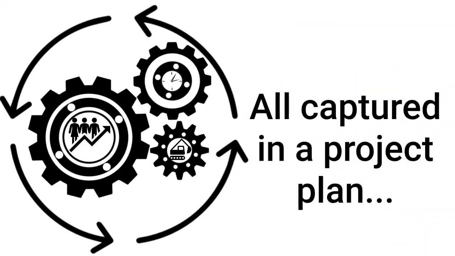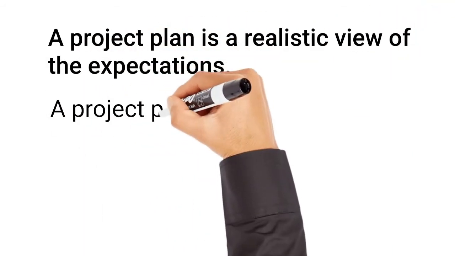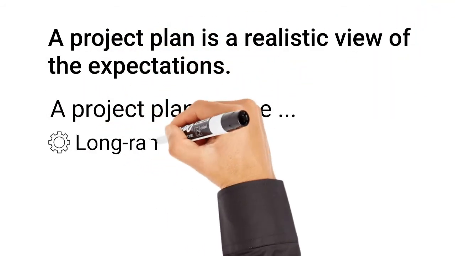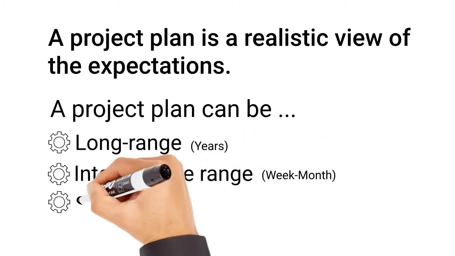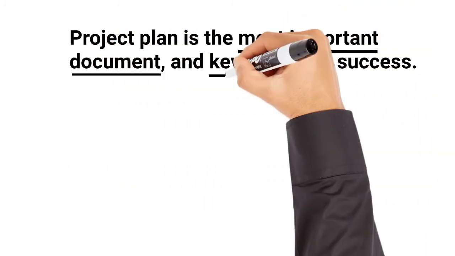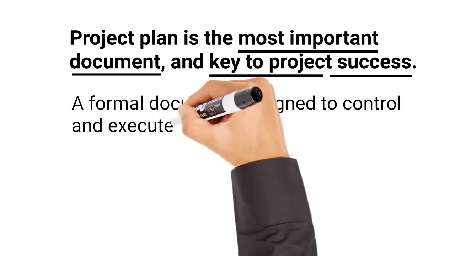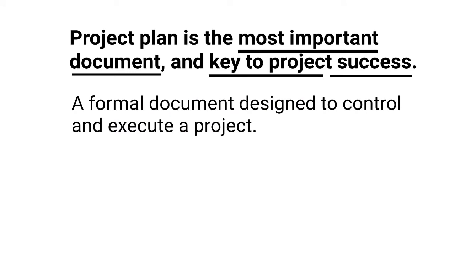So, what is a project plan? A project plan is a realistic view of the expectations. Depending upon the activities, a plan can be of long range, intermediate range, or short range. The project plan is the most important document, and key to the project's success. It is a formal document designed to guide the control and execution of a project. A project plan is a formal agreement between the project team and project sponsor.